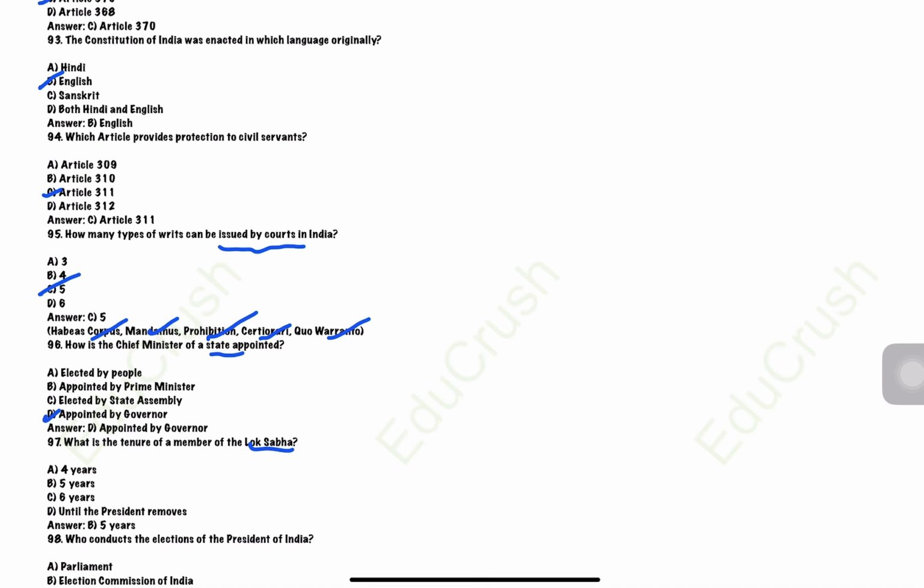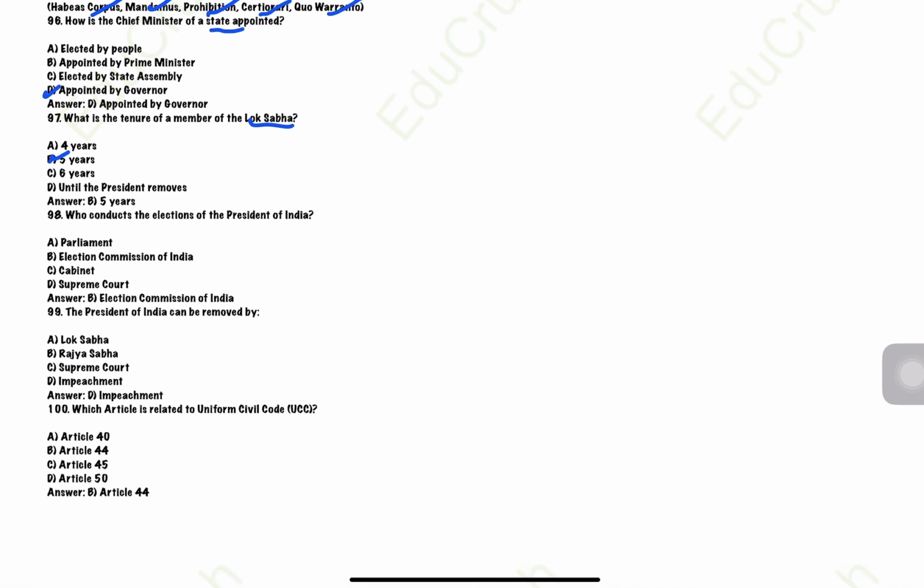What is the tenure of a member of the Lok Sabha? 5 years. Who conducts the elections of the President of India? Election Commission of India. The President of India can be removed by impeachment. Which article is related to the Uniform Civil Code, UCC? Article 44. This question is also most important.